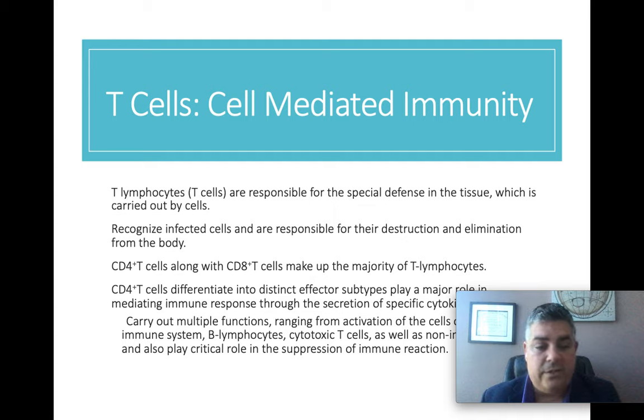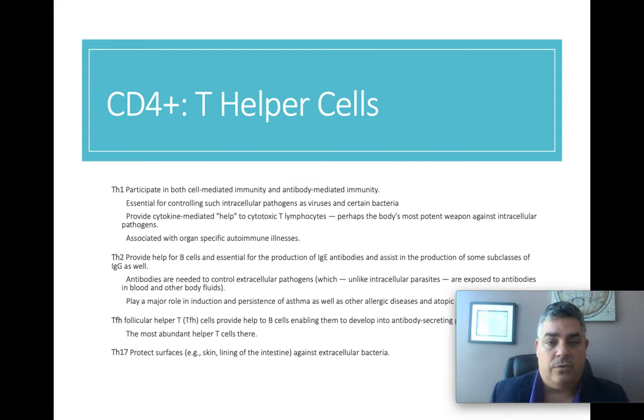And we have a variety of different types of T cells. We have CD4 T cells along with CD8, which make up the majority of T lymphocytes. Those CD4 cells differentiate into distinct effector subtypes, which play a major role in mediating immune response through secretion of specific cytokines. And they carry out multiple functions ranging from activation of cells related to the immune system and B cells and cytotoxic T cells, as well as a non-immune mediated response, which plays a critical role in actually turning off the immune system. So what are those CD4 cells that I mentioned, these T helper cells? Well, there's a variety of different types of T helper cells. T helper cell type 1 participate in both cell-mediated and antibody-mediated immunity.